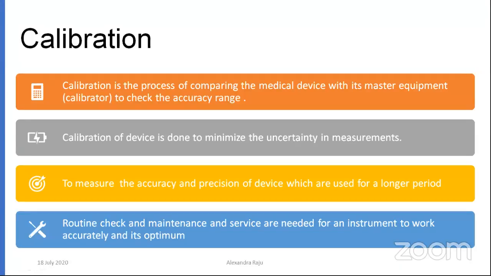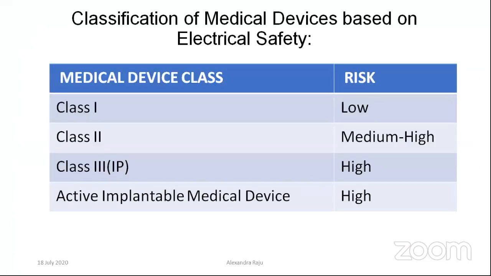So can you go to the next slide, sir? Mainly, medical devices are classified into class 1, class 2, class 3, or the implants and active implantable devices. This classification is based on electrical safety. The class 1 equipment will have low risk. I'll explain what a class 1 equipment is later. The class 2 equipment will have medium to high risk, and the class 3 equipment will have high risk, and the active implantable devices are also of the high risk category.